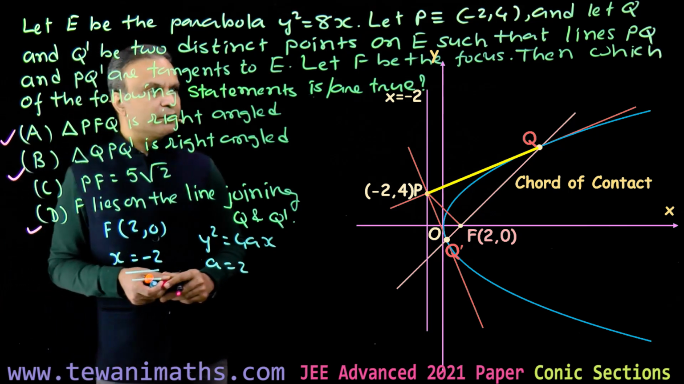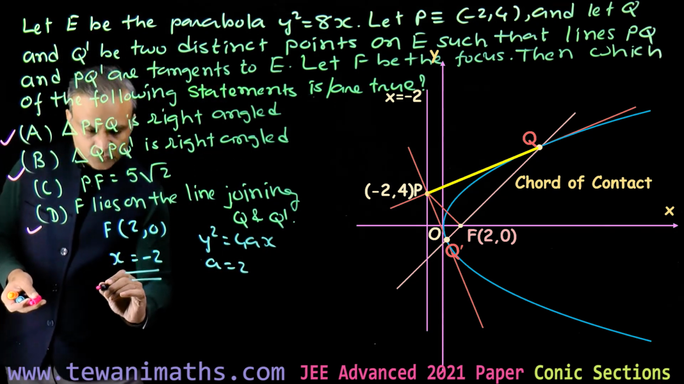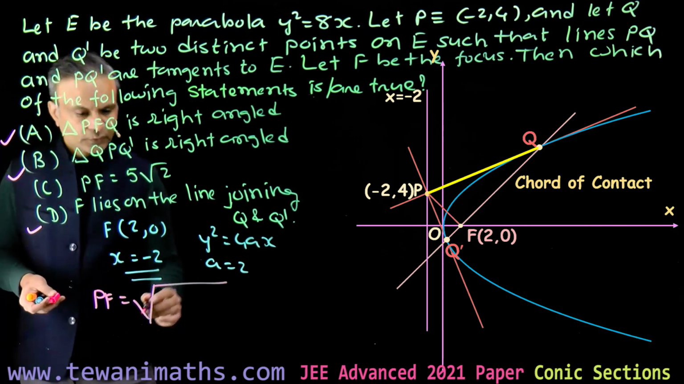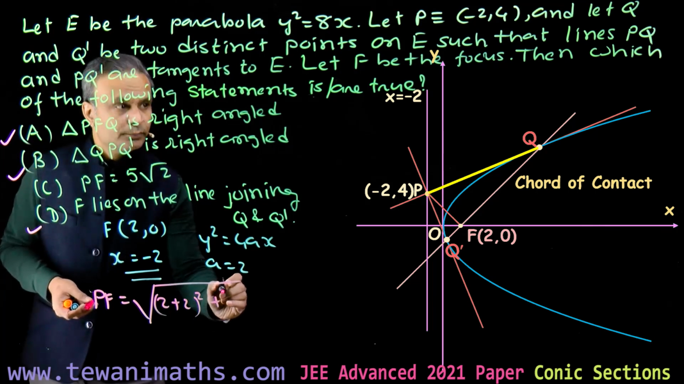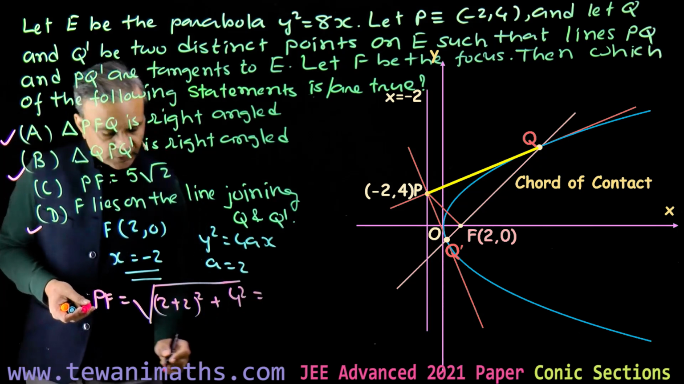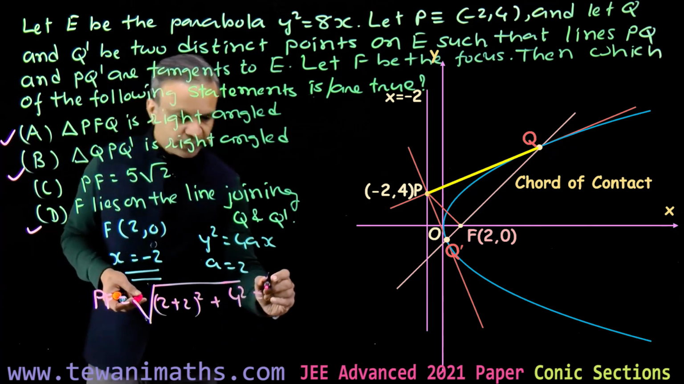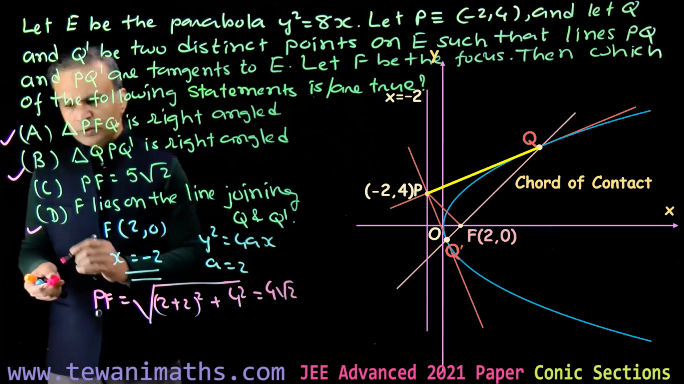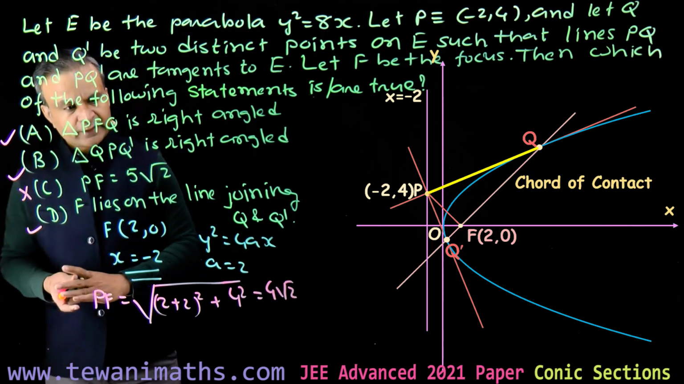We can easily find PF. Okay, we have coordinates. So PF is equal to root of 2 plus 2 whole square plus 4 square. Okay, this is 16 plus 16, 32. So this is 4 root 2, but it is given 5 root 2. So this option is false. Okay, so options A, B and D are correct.